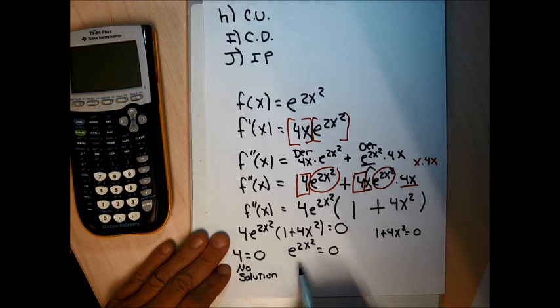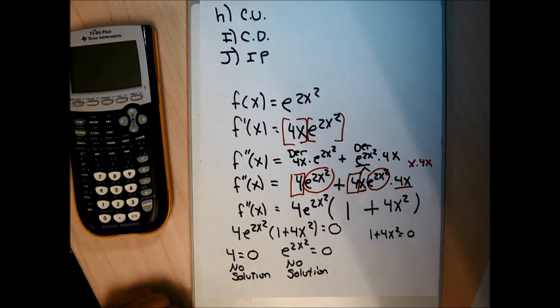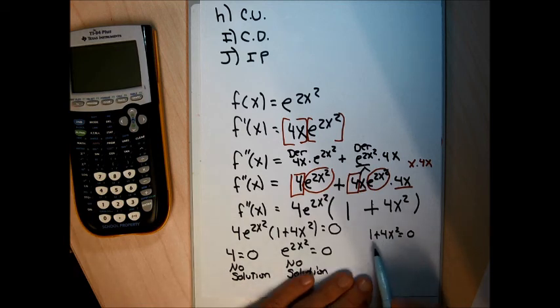When I set the e to the 2x squared equal to 0, e to any power can't ever be 0, so that doesn't give a solution, it doesn't give a critical number. And the 1 plus 4x squared is prime, it doesn't factor, so I'm going to need to solve it by square rooting. And so I'm going to minus 1 from both sides to set it up for my square rooting.